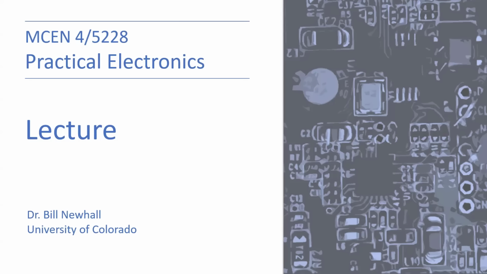Welcome to the course. The course number is MCEN 4228 or 5228, depending upon if you're in the undergrad or the grad section. It's called Practical Electronics, no matter which section you're in. So today I'd like to go over an introduction to the course and tell you what's coming up and the motivation for the course. And then if we get some time, start covering some material.